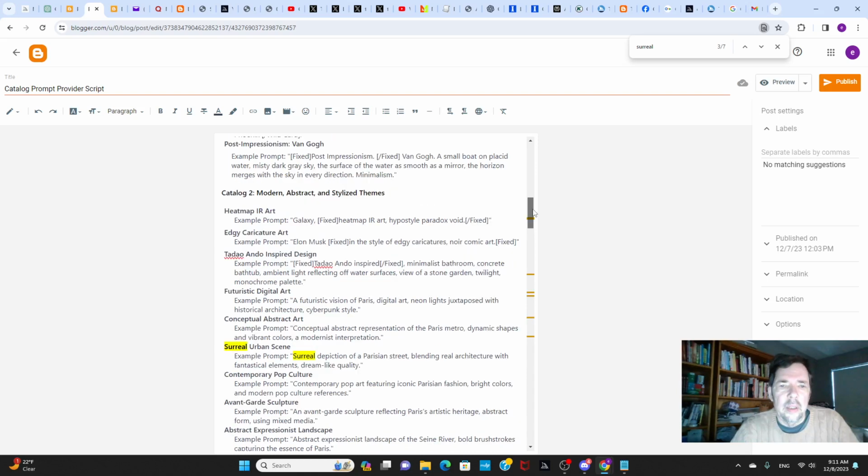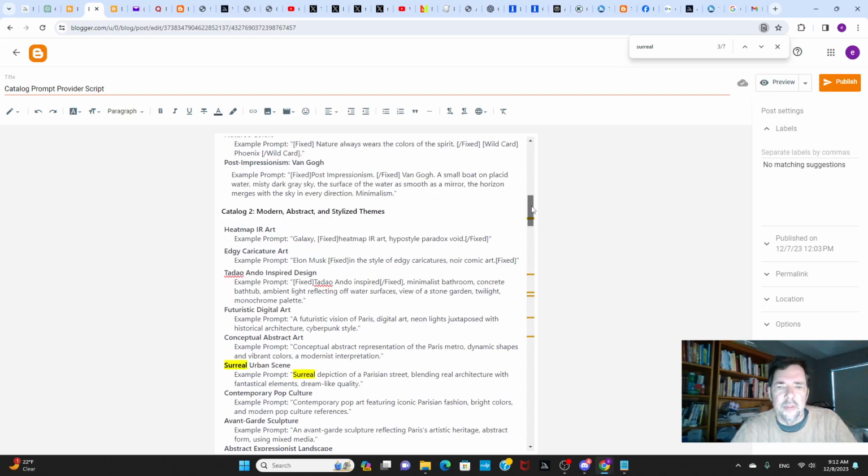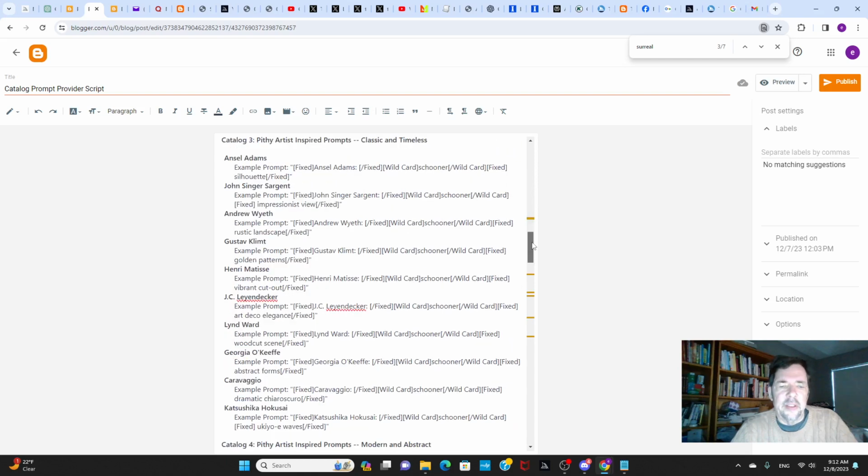Catalog two, I did the same thing. I've got about 20 channels there, so I chose 10 and then 10. Actually, I had ChatGPT make the choice of how to split them up. I asked it to give a logical way of splitting them up, and it decided to have 10 artistic inspirations and then 10 modern, abstract, and stylized themes. So you split them up and name them, and then I've got a set of 40.